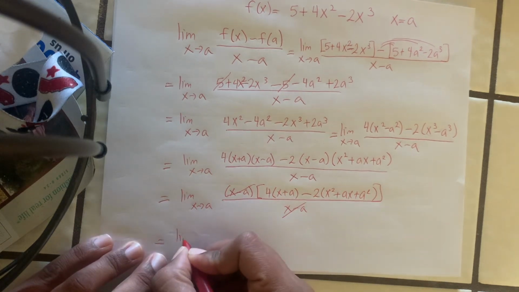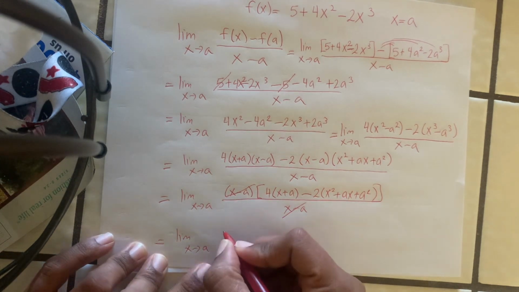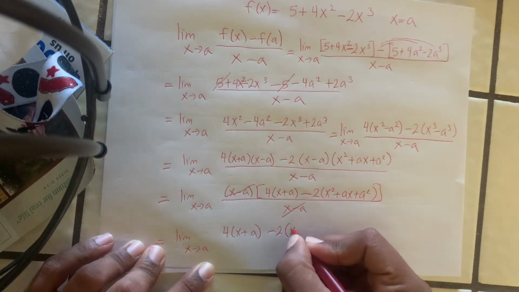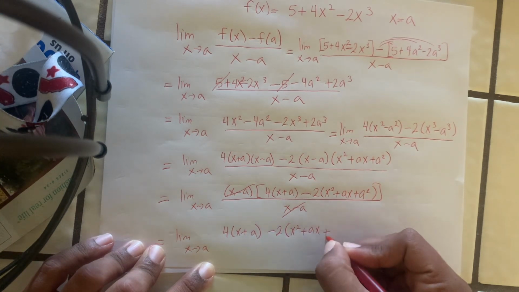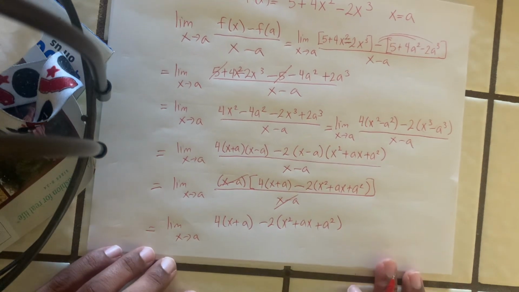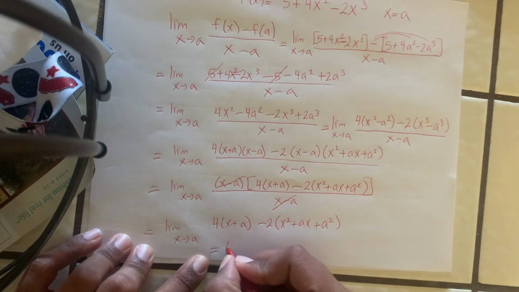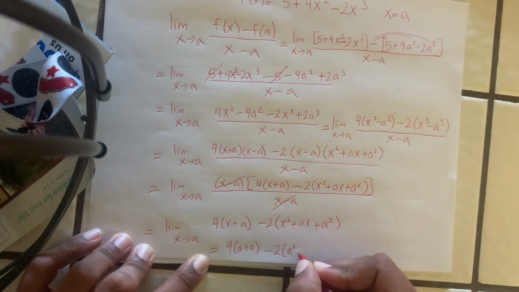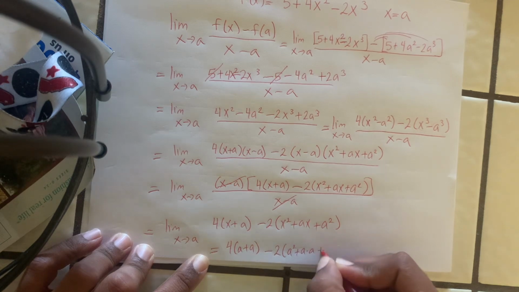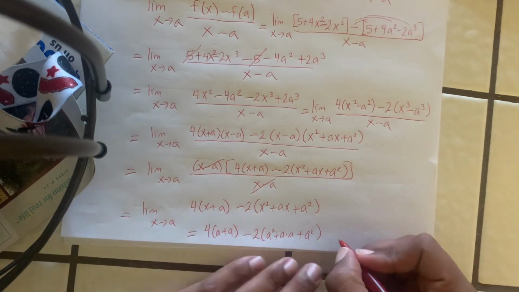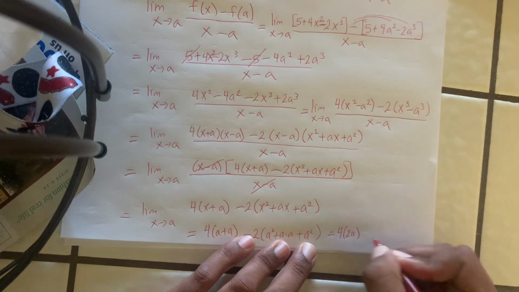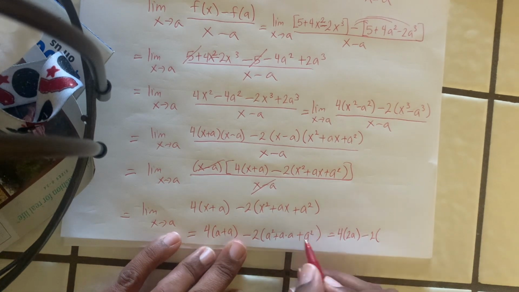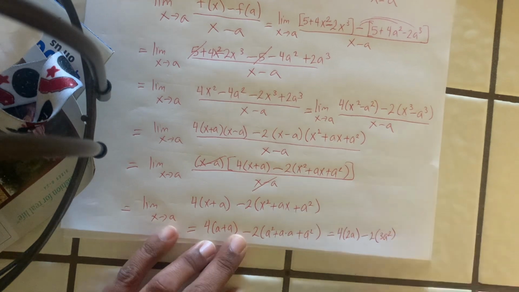So we're left with the limit as x approaches a of 4 times x plus a minus 2 times x squared plus ax plus a squared. Now I'm able to direct substitute. So we get 4 times a plus a minus 2 times a squared plus a times a plus a squared, which then becomes 4 times 2a minus 2 times a squared plus a squared plus a squared, so 3a squared.